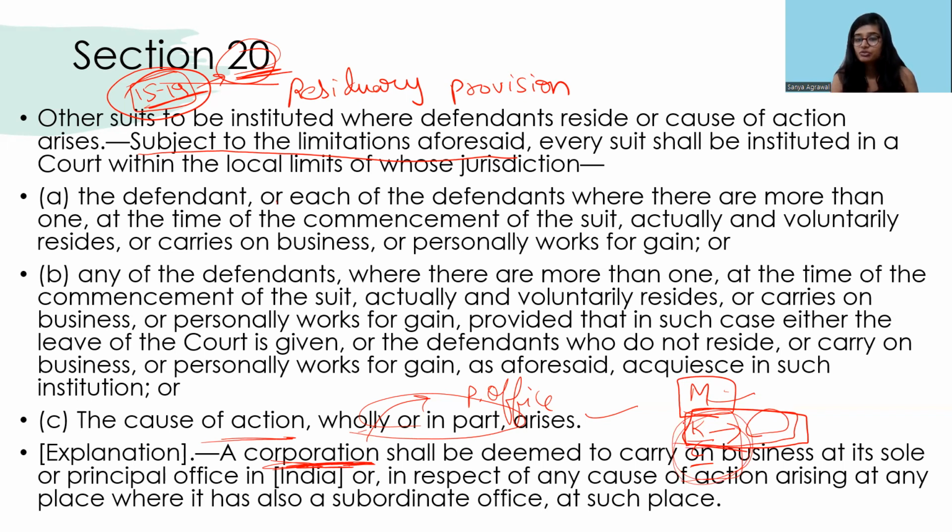But if the cause of action arose in Kolkata or Calcutta, then in those cases, the Chennai court will not have jurisdiction, because that is only a subordinate office where the cause of action also did not arise. So this is it related to section 20 as well.